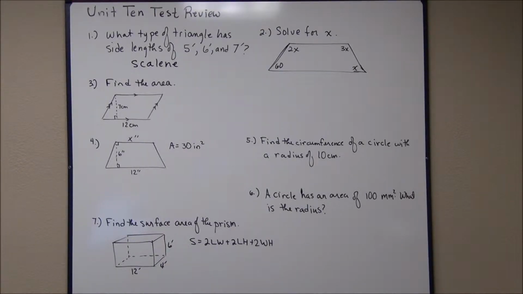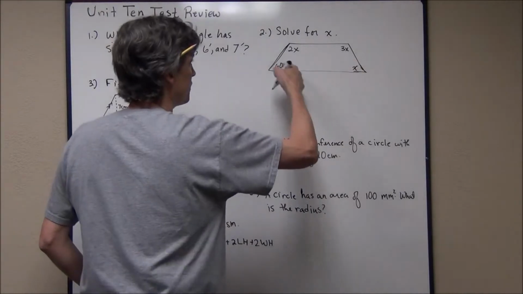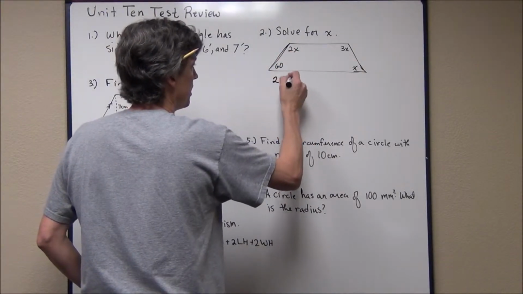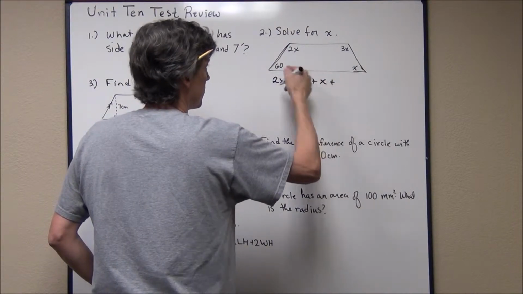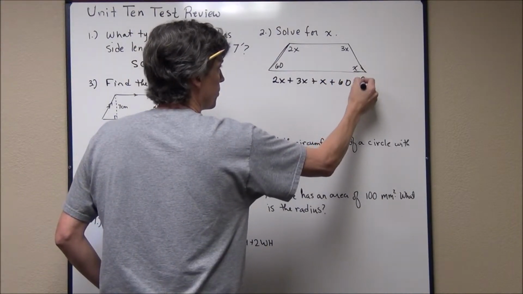For problem number 2, we are asked to find x, and in this case you have to remember that the four interior angles of a quadrilateral, any convex quadrilateral, add up to 360. So I'm going to add these four angles up. I'm going to add 2x plus 3x plus x plus 60, and I'm going to set this equal to 360.